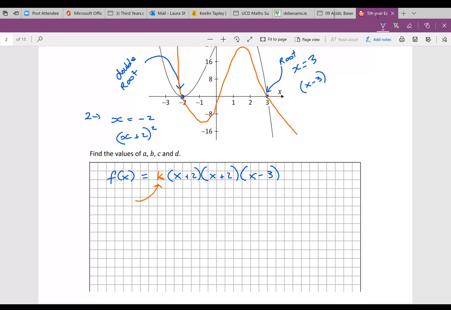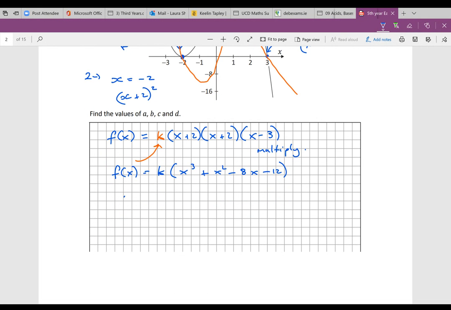So we've got f(x) is equal to k. When I multiply all these, and again, I'm going to skip on a little bit, I will get x cubed plus x squared minus 8x minus 12. So be careful with your multiplying.